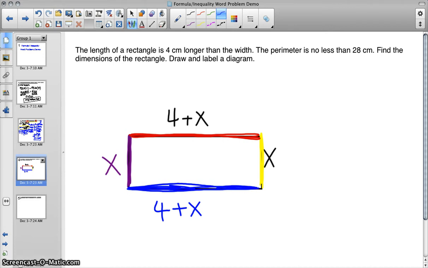So we know the perimeter is no less than 28 centimeters. No less than. These are kind of tough. I know we've already gone over the inequality symbols and what each one means, but think about it, no less than. If I say no less than 3 people can go to the library, can 2 people go to the library? No, because it's got to be 3 or more go to the library. So we're looking at a greater than or equal to on this one.